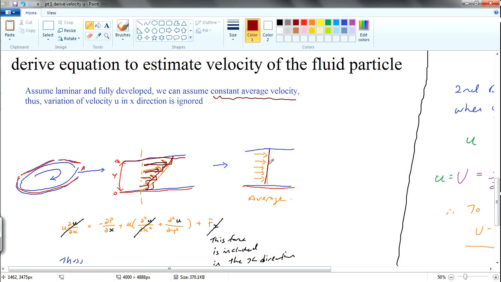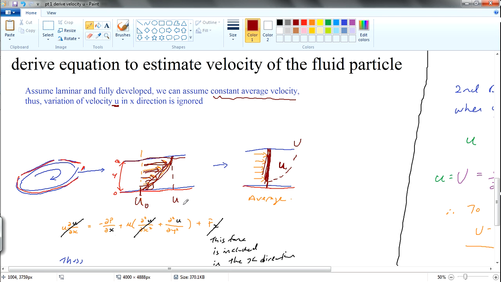And why do we want to do it this way? Okay, later I'll explain. Our variation of velocity u in the x direction is naught. You know why? What it means is that since it's average now, the velocity u, this u or this u, is the same, right? Because you're averaging, the u is all the same, so there will be no variation across this. As you can see, the u over here is different from the u over here, right? There is a variation.